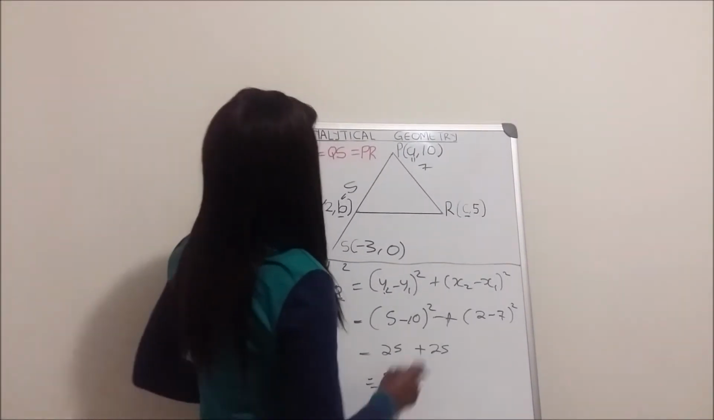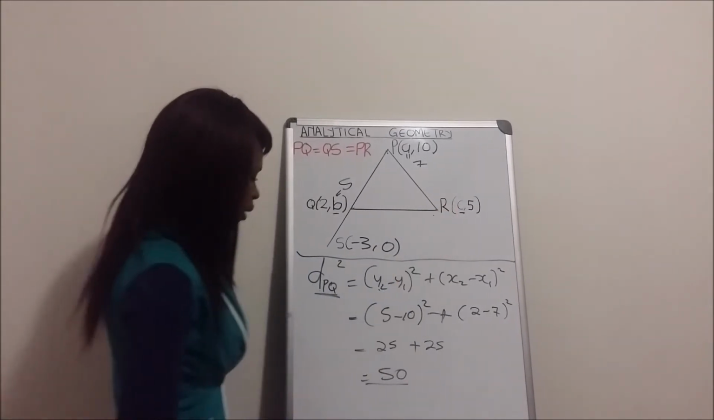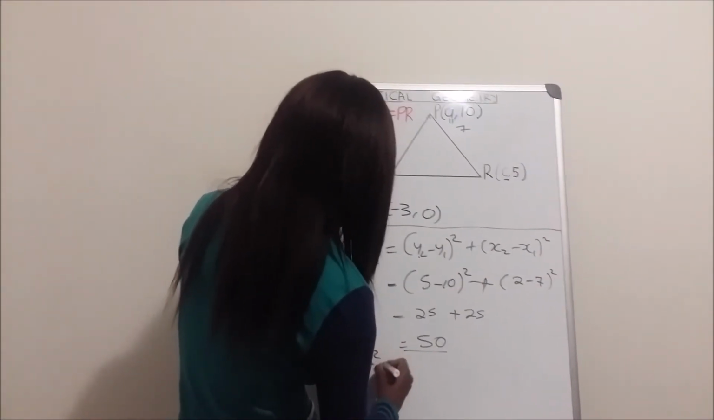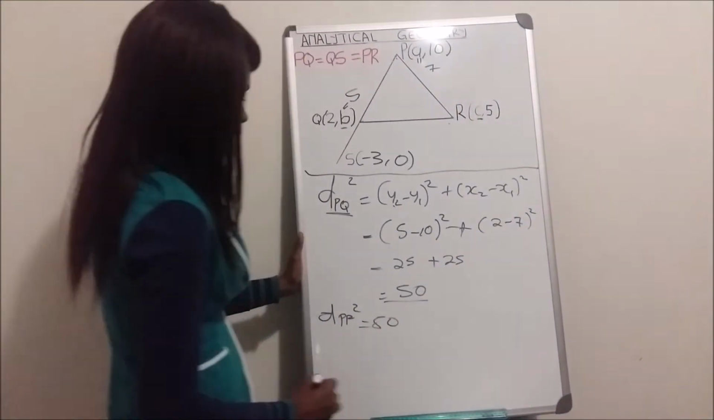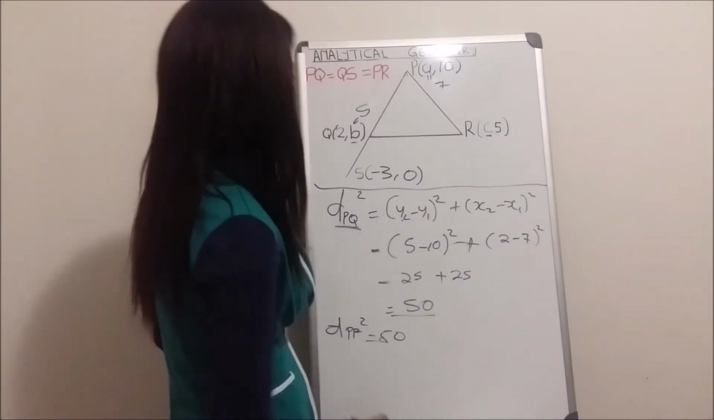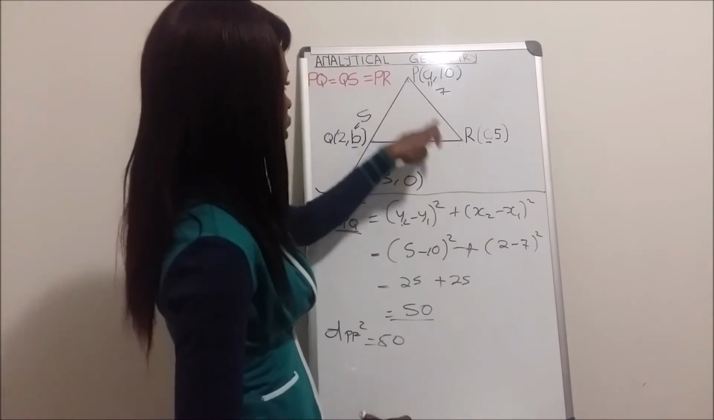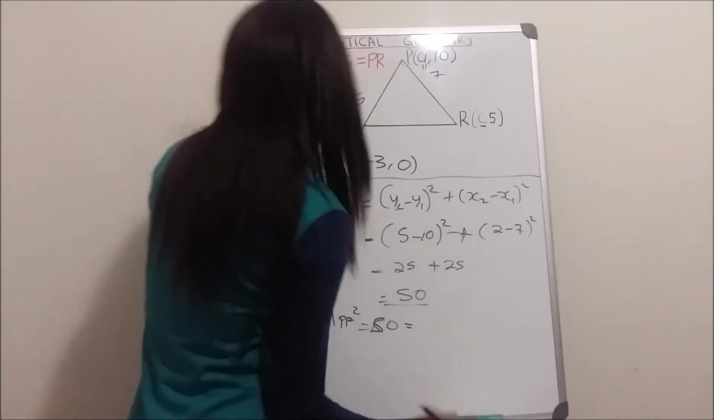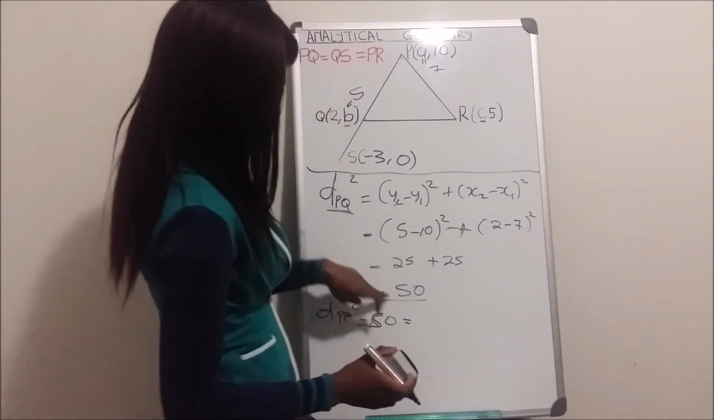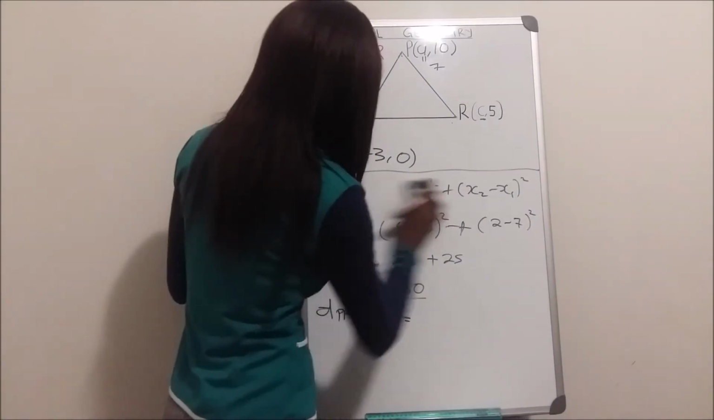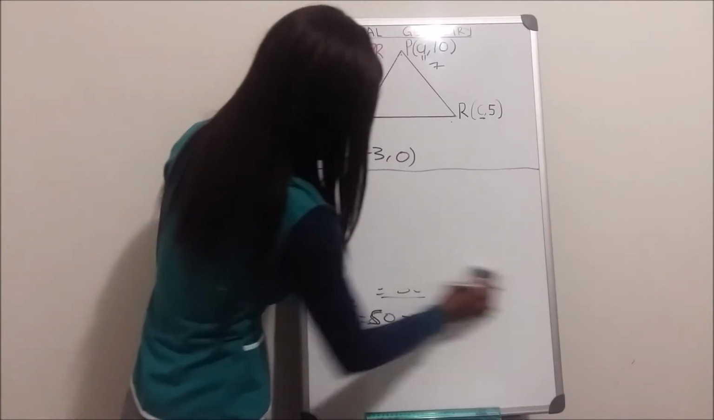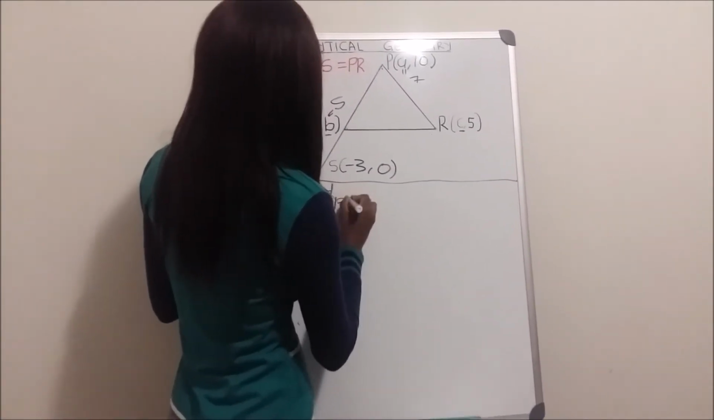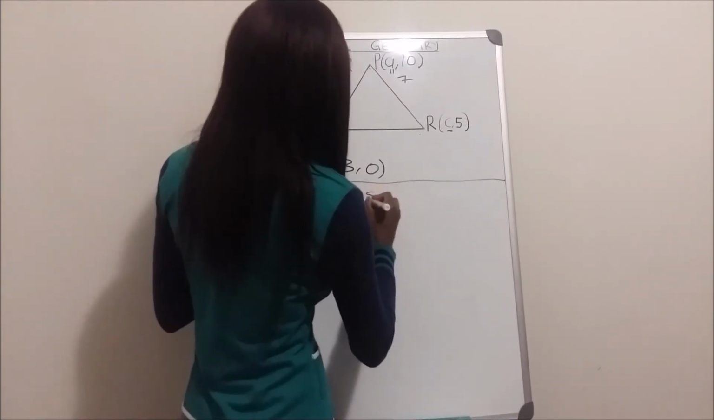Then we have to equate this with the distance of PR. That means that d of PR squared is equal to 50 as well. Now that we know it's equal to 50, we can equate it. Let me just erase this to make space. We have found that it's 50, I just need space. That means that d of PR squared is equal to 50.